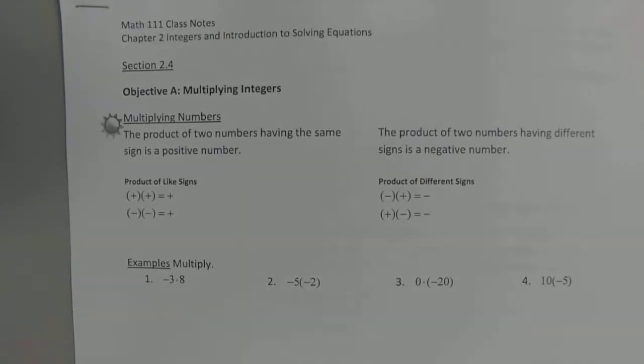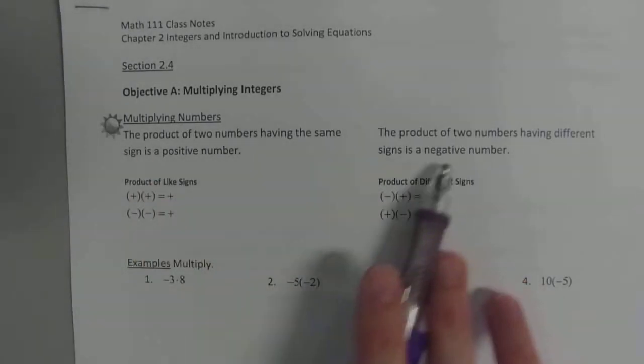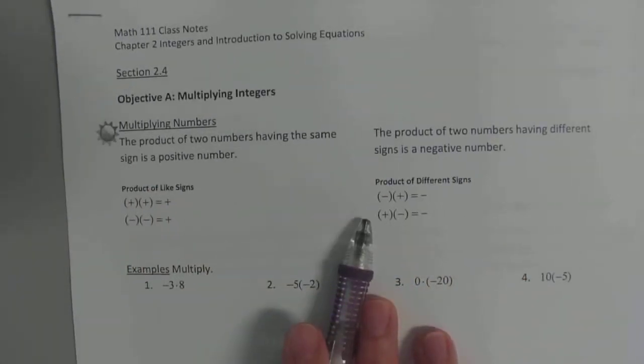Section 2.4, guys, is going to cover multiplication and division. Why can they put it in one section? The exact same rules, all right? So the whole idea here is these rules that are up here with this little sun. When we go to the division ones, it's going to be the same thing.